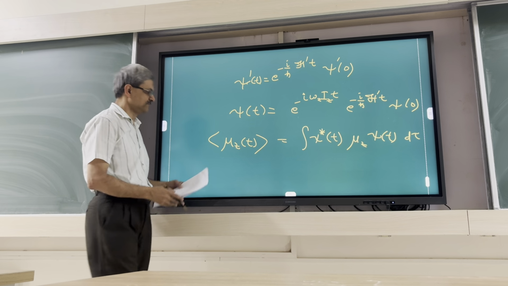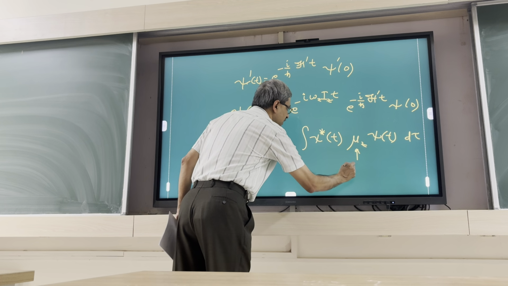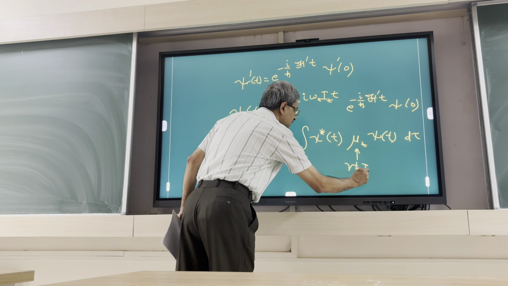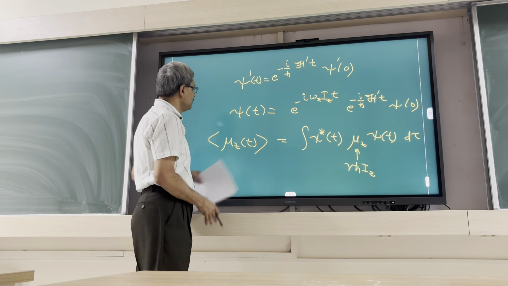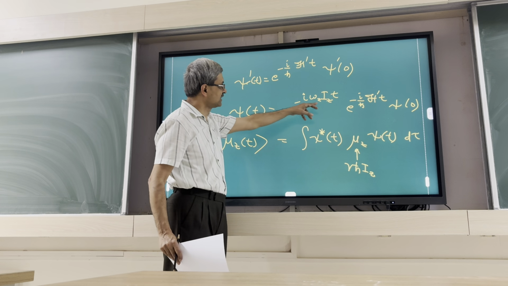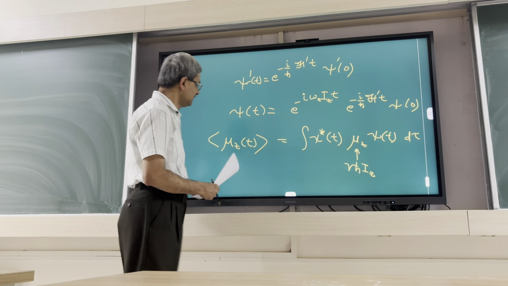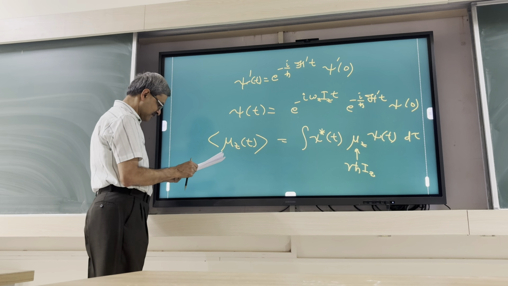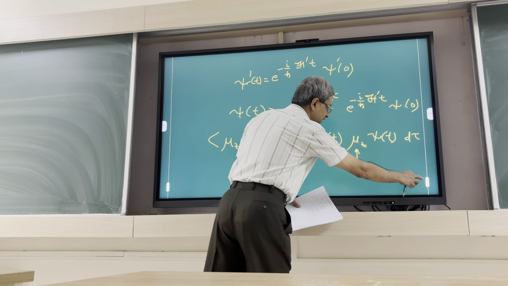Right? So this is of course gamma h bar Iz. You have the wave function, you can write the complex conjugate. You have the wave function here, so you can work this algebra. Just write a couple of steps.